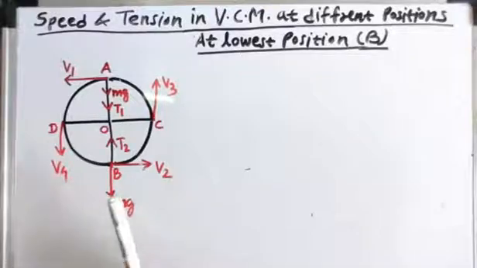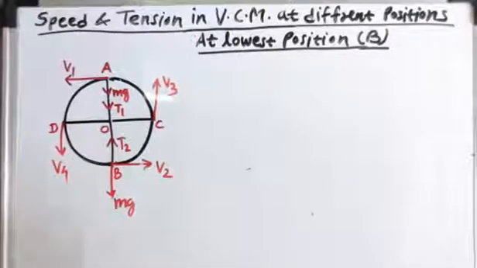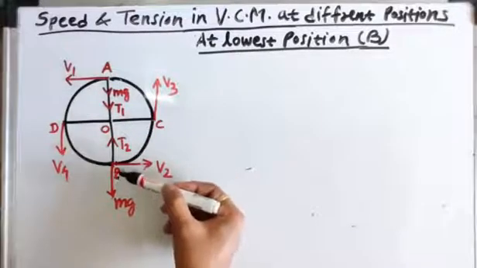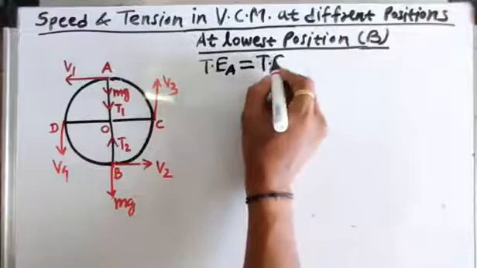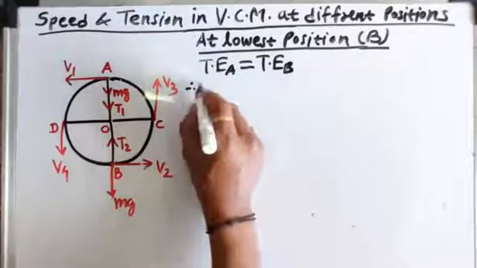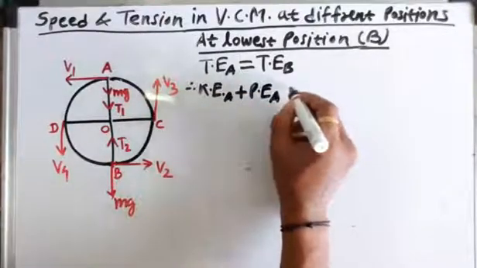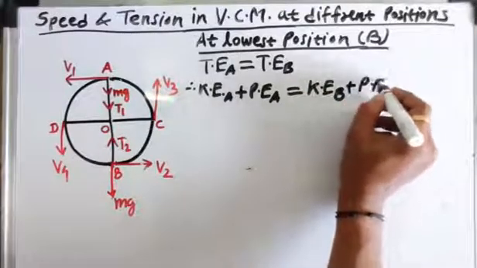Now for finding the minimum velocity of the particle in VCM at the lowest position, we are going to make use of the law of conservation of energy, because in this VCM there is an interconversion of kinetic energy and gravitational potential energy. Therefore, according to the law of conservation of energy, total energy at A is equal to total energy at B. So we can write kinetic energy at A plus potential energy at A equals kinetic energy at B plus potential energy at B.